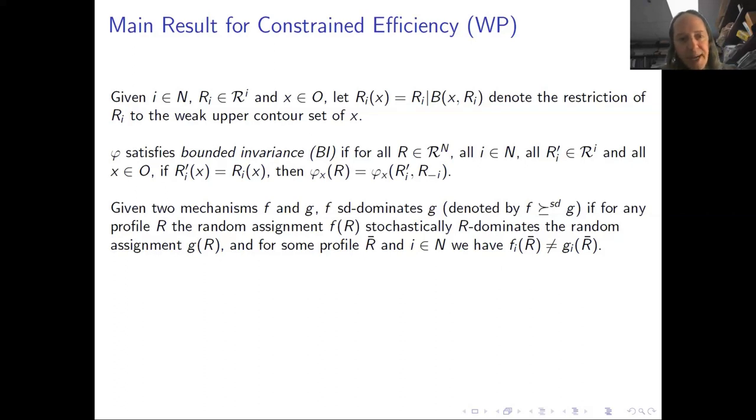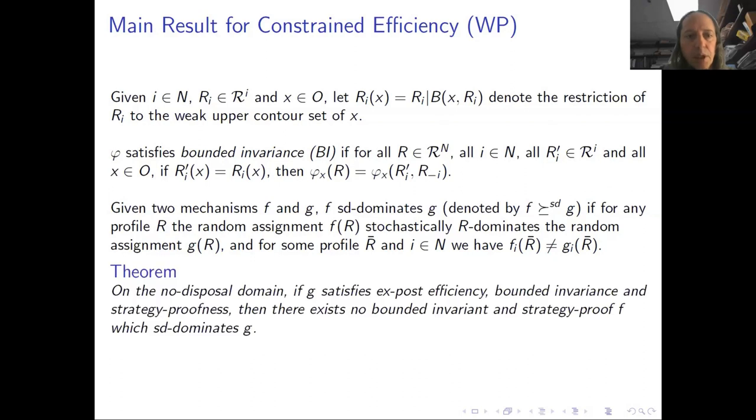Stochastic dominance among mechanisms. So F SD dominates G if, for any profile R, FR dominates GR. So any agent weakly prefers F(R) to G(R) in terms of stochastic dominance, and of course, for some profile it should hold strictly. So this is a very strong notion, right?